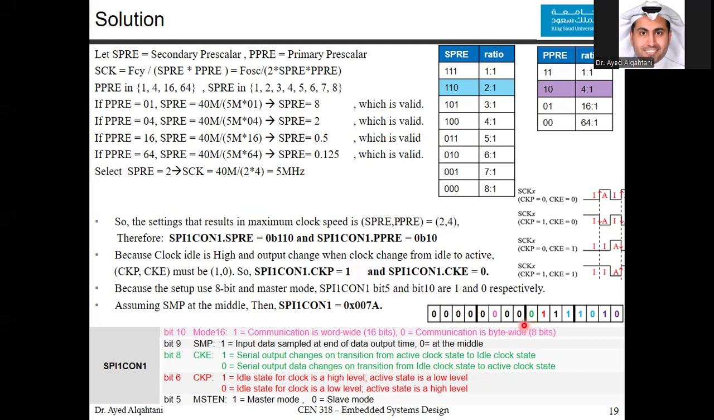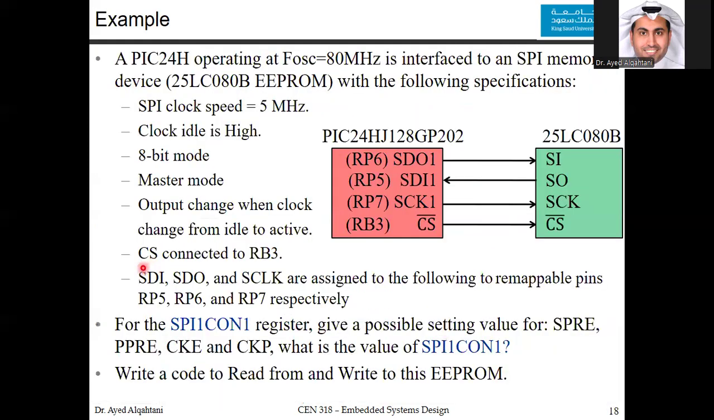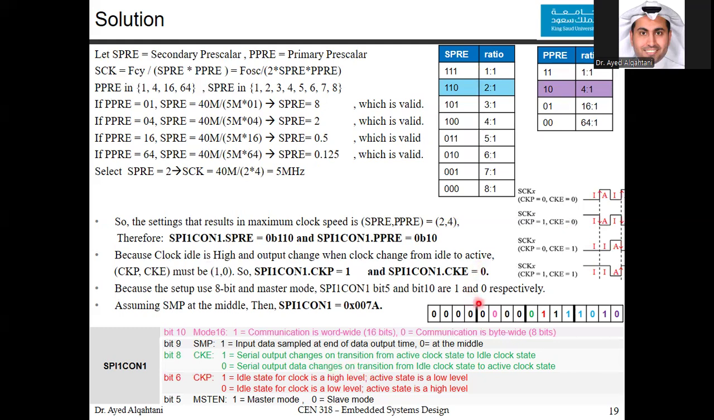For bit 9, the sampling, we choose 0, so it's actually at the middle of the output. We always sample the SDI at the middle, the same as the output. I don't think it was specified in the requirements, so we just assume 0. For mode 16, since we used 8-bit, it has to be 0. For the other bits, since we didn't specify anything, we assume they are also 0. So from this value in binary, in hexadecimal, this one is A, this one is 7, and the rest are 0. So we have A700 as the SPI control register value.